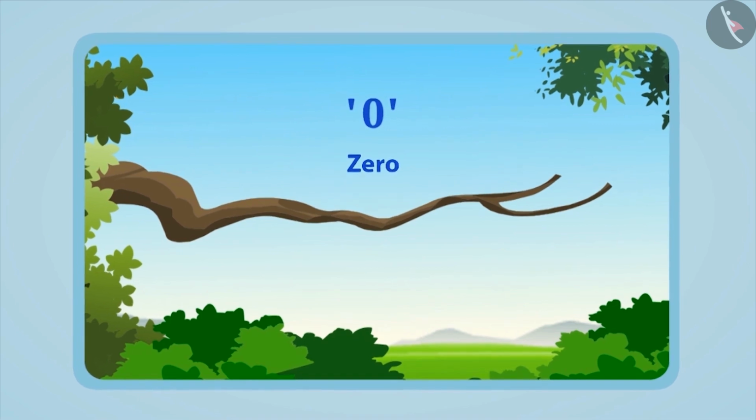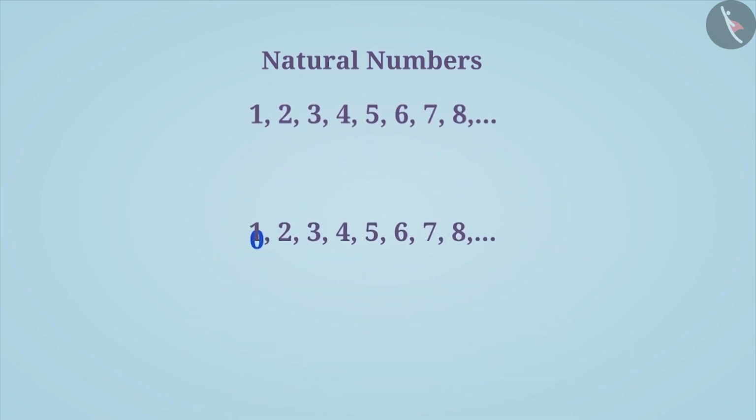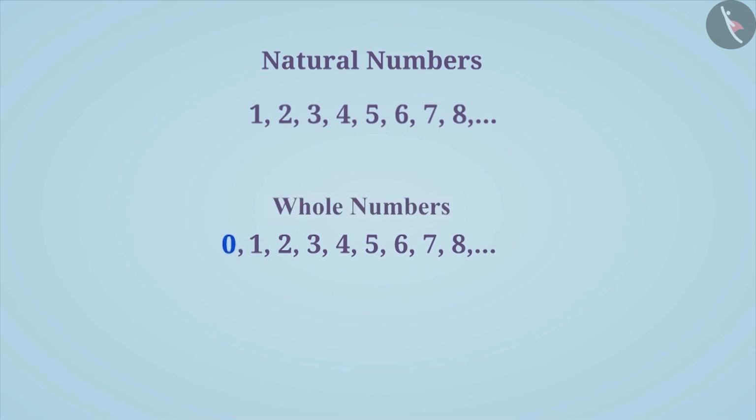Now you might have understood that 0 is also very useful for us, just like natural numbers. Therefore, we make a new collection or group of numbers by adding 0 to the list of natural numbers. This collection is called whole numbers. This way, we can now write the predecessor of 1 as 0.